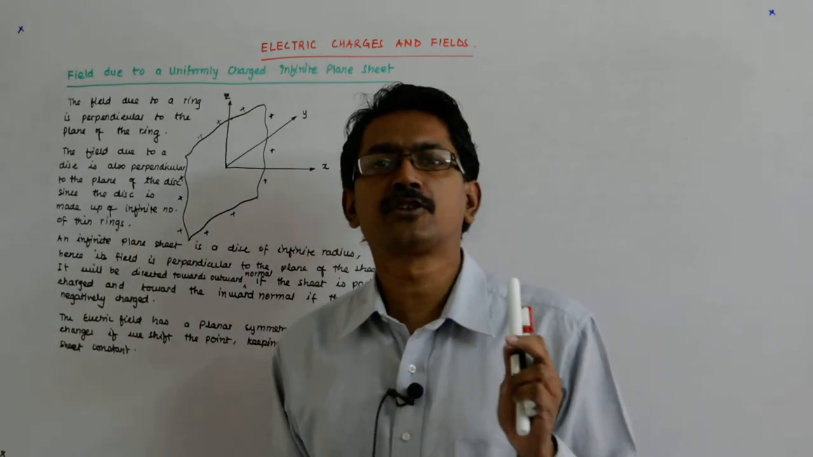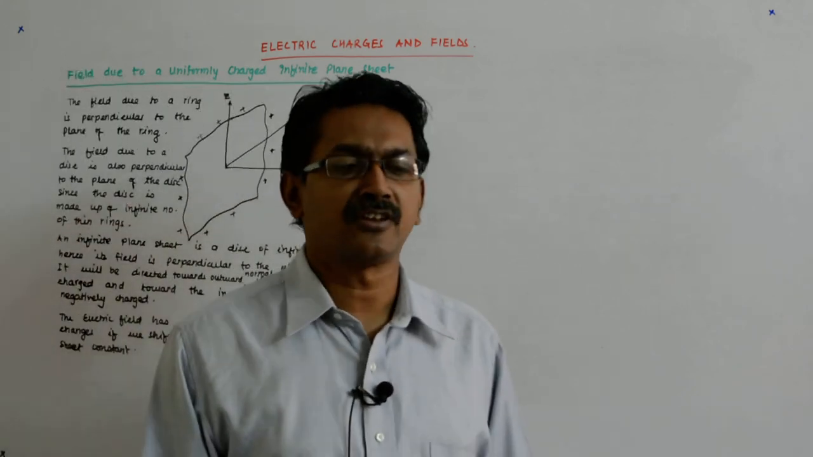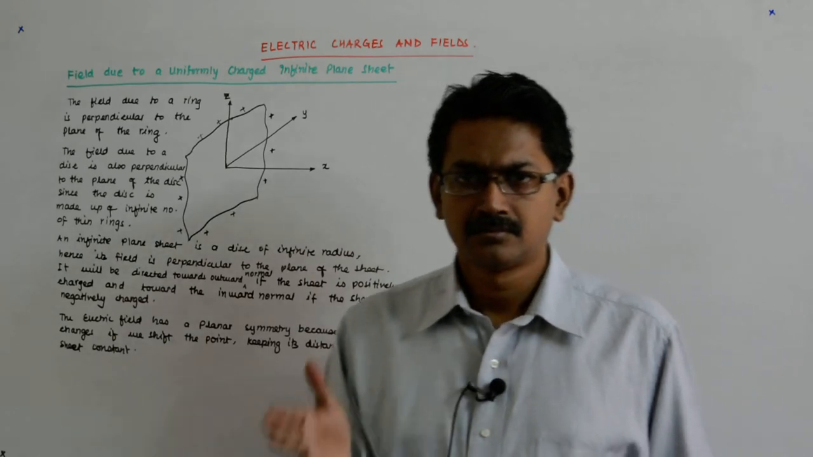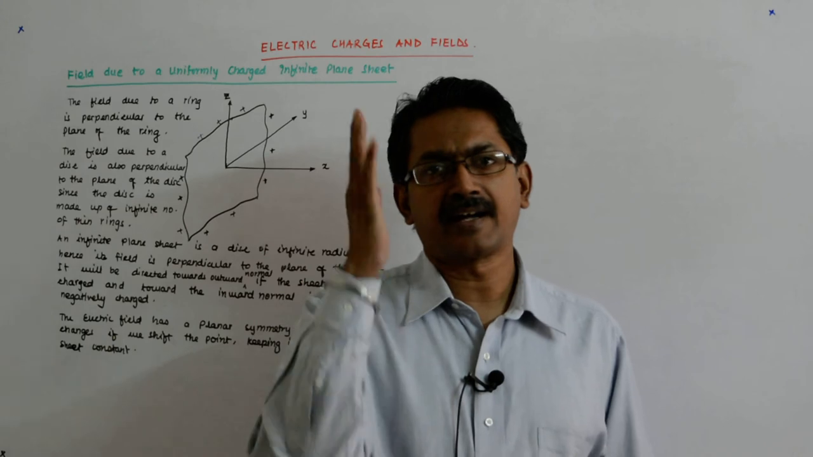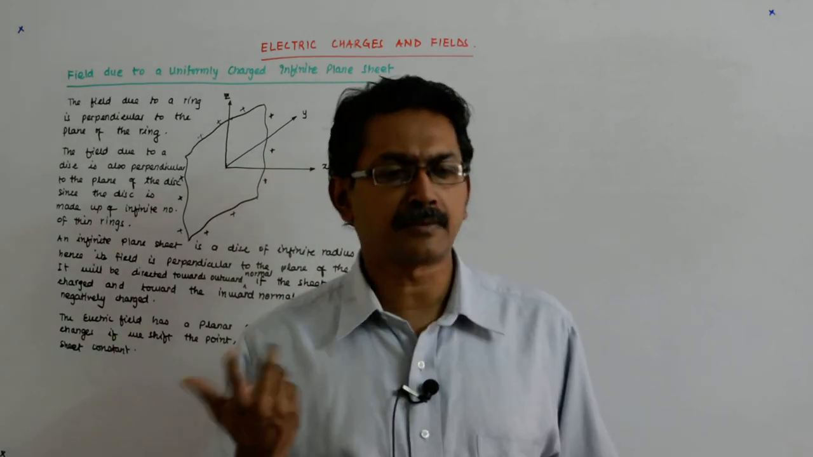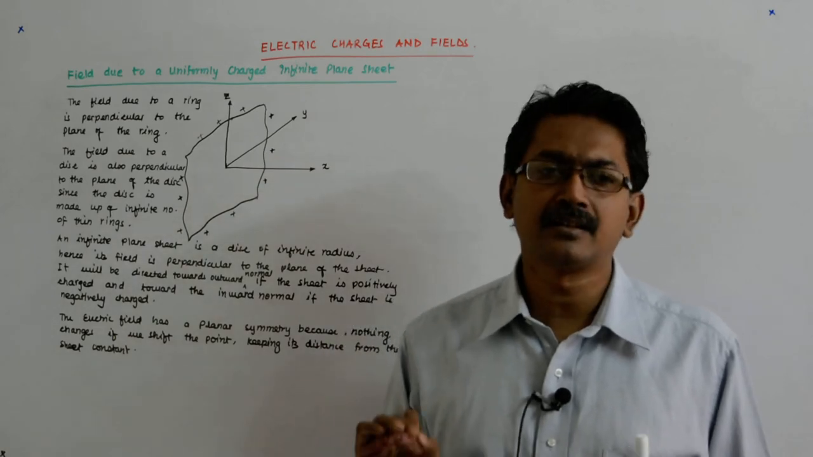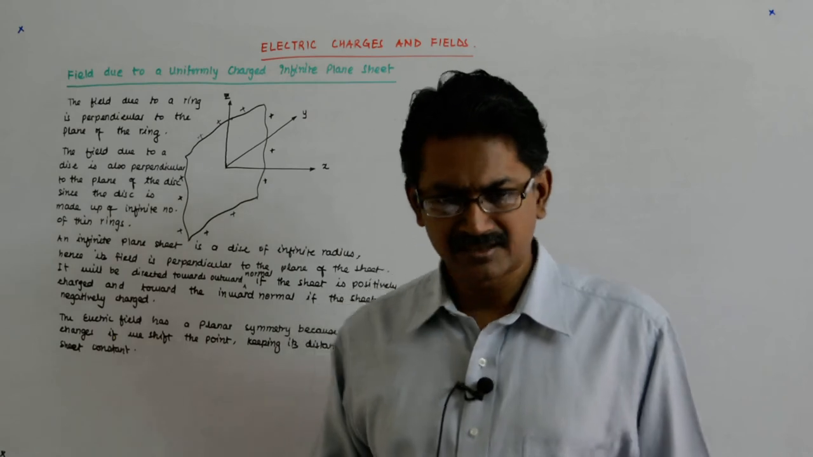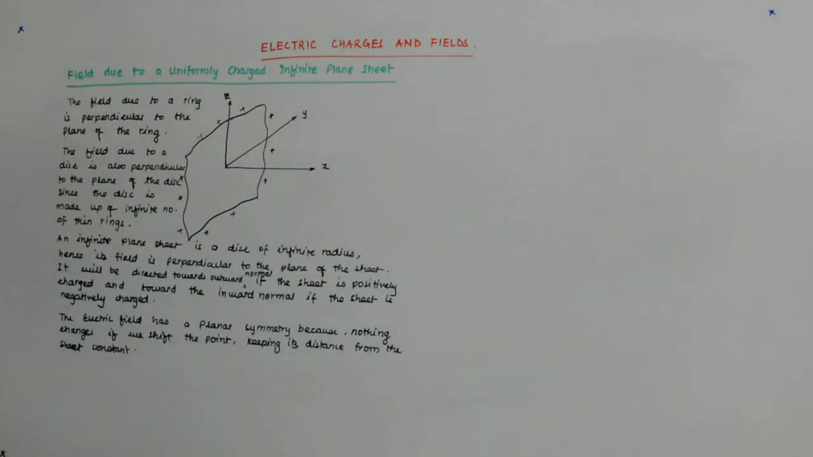So if I shift you in a plane parallel to the sheet, you'll never know that you have been shifted. I keep the distance the same, parallel to that infinite sheet, I erect another plane and I shift you anywhere in that plane, you will not know that you have been shifted. So this has a planar symmetry. Do you understand that? Fine.